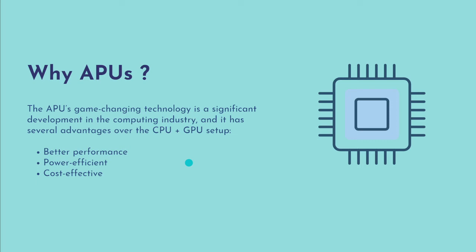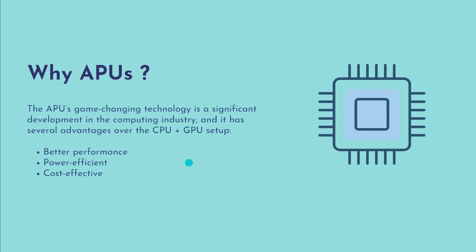Power efficiency. Combining two chips into one does not only save space, but it also saves power. There's a recent release that features low thermal design power. It's the Ryzen Embedded R1102G, which actually features a TDP of only 6 watts. That's drastically less than your conventional CPU or GPU.